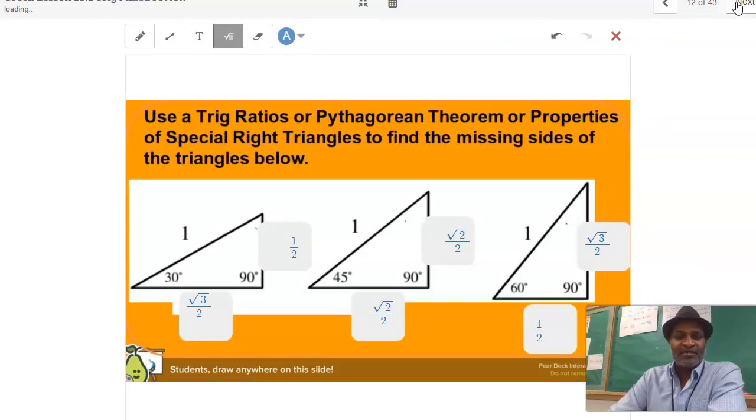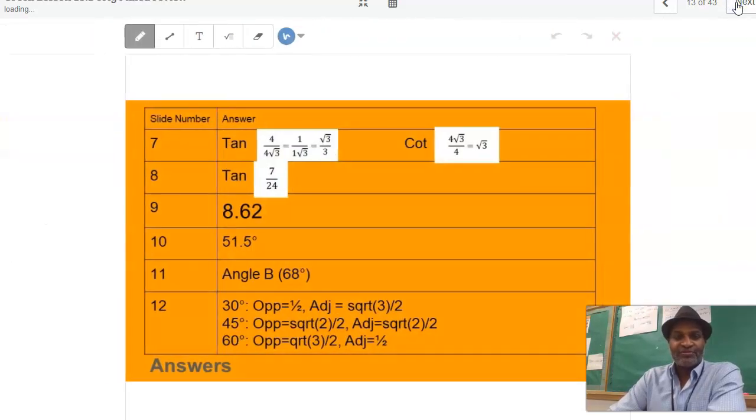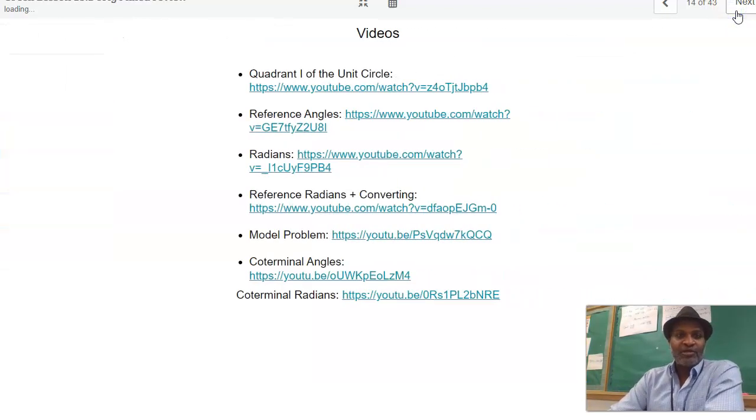All right, you remember this slide, the 3 basic triangles? These are the answers to all the slides that I've shown so far. Again, the answer is not the big deal. The big deal is, do you know how to get the answer? Review those slides and see how we got the answers. Okay, here's 6 more videos with examples and problems. Basically they reteach the lesson. Just look at the video so you can see examples.